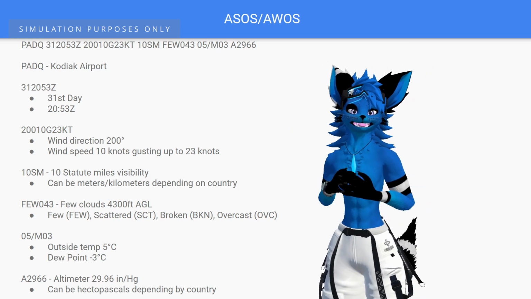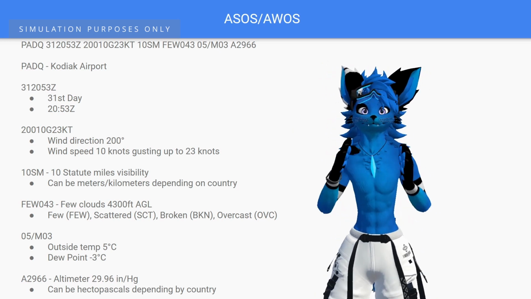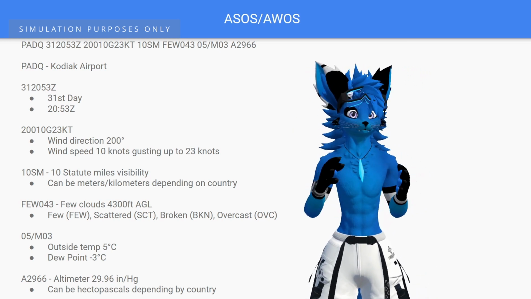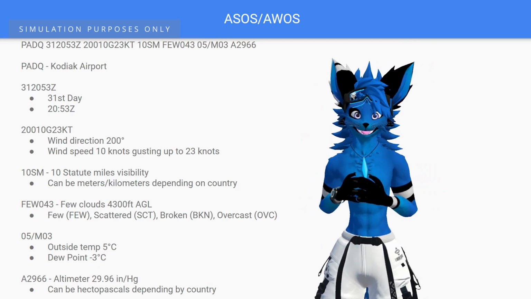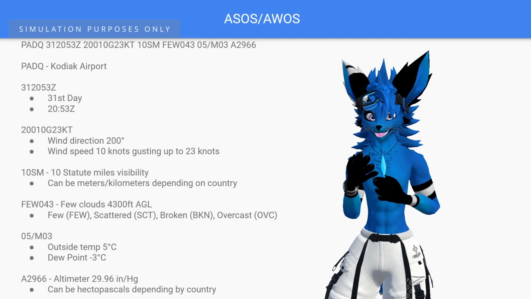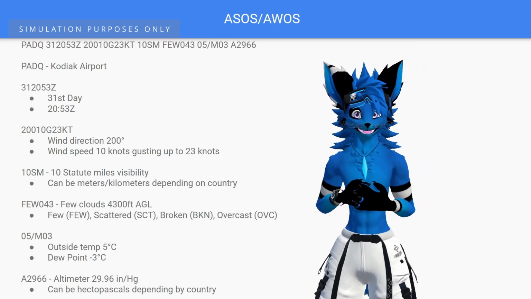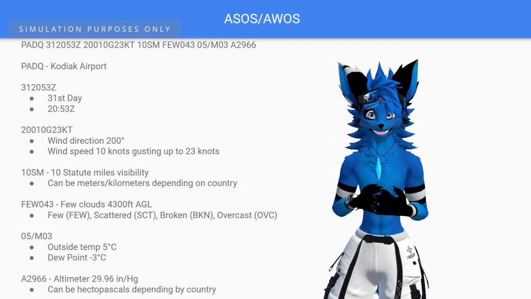The last thing we see is A2966. That is our altimeter setting, or the barometric pressure for the airport. So that's going to be 29.66 inches of mercury. There's two different ways that you can get an altimeter setting. One is in inches of mercury, the other is in hectopascals.